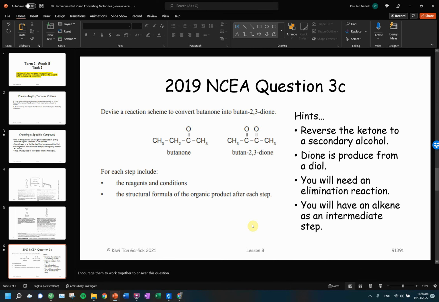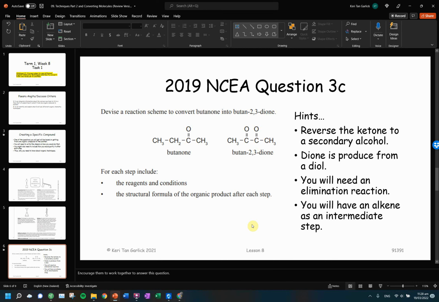With this question here, you will be able to get up to the excellence level and you don't have to do a lot of writing to do that. The main things they're looking for is, can you tell me the conditions and reagents you will need and also the structural products after each step.